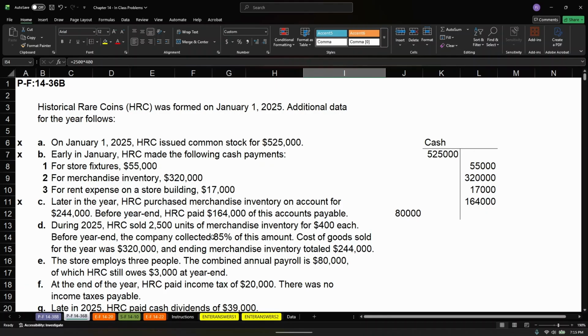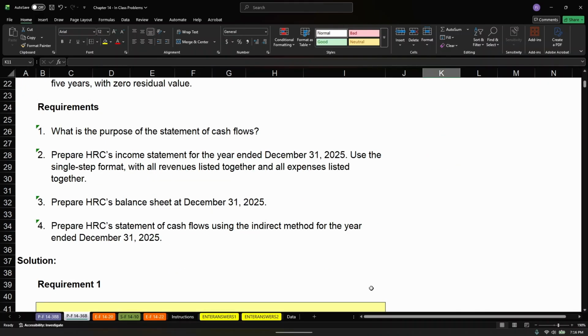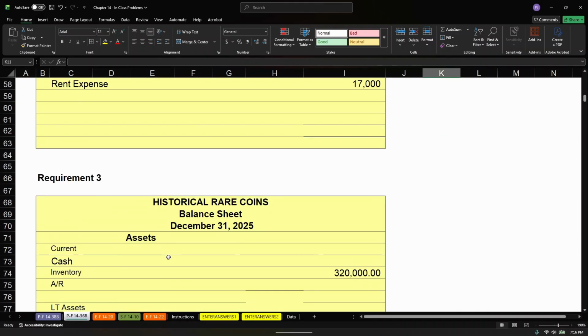Okay, what else did it tell us? So we initially sold all of this on account, but we collected 85% of it. So that means, what is my ending balance of accounts receivable? Well, first let's do this. How much cash did we collect? It was $1 million, exactly, times 85%. 850,000 incoming. Accounts receivable is basically the remaining 150,000. Okay, so I go to my balance sheet.